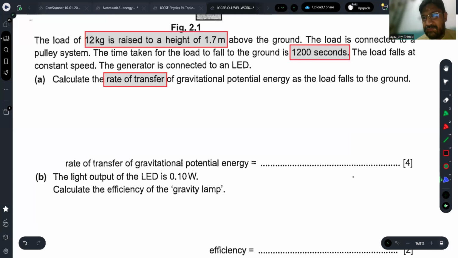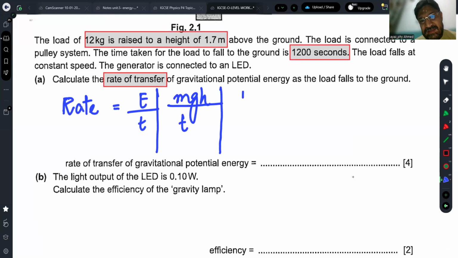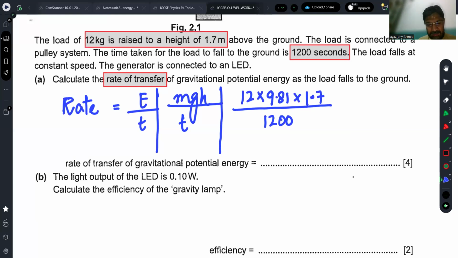So when you are going to collect 4 marks from here, you will write that power or rate is equal to energy divided by time, and energy is basically mgh divided by time taken. Then finally mass is 12 kg, g is 9.81, height is 1.7, and the time taken is 1200 seconds. So let me calculate that. It is 12 times 9.8 times 1.7, divided by 1200. It is 0.166, that is 0.166 joule.